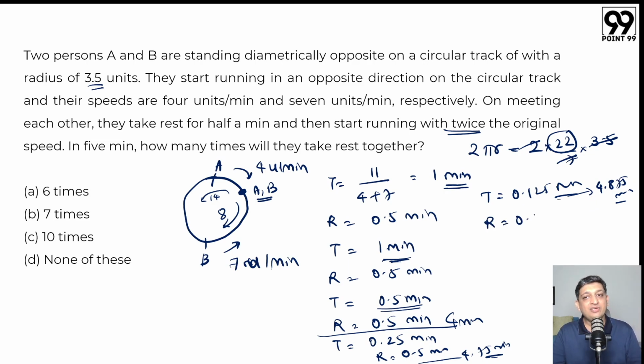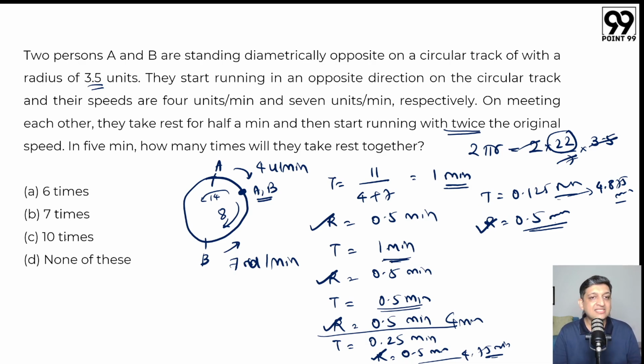That is going to be the amount of time that would have passed. And then again, they would rest for half a minute. Now, if they are resting for half a minute now, at this point in time, it will definitely go beyond 5. So how many times will they take rest together? This is the first time they are taking rest together. This is the second time, third time, fourth time, and fifth time. So they will take rest together exactly 5 times in the first 5 minutes.